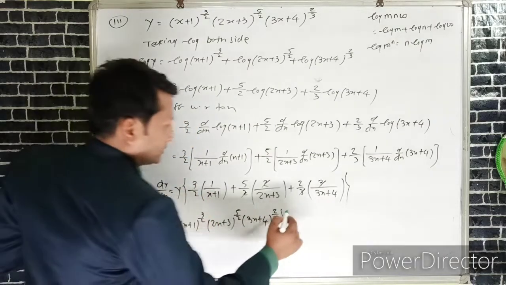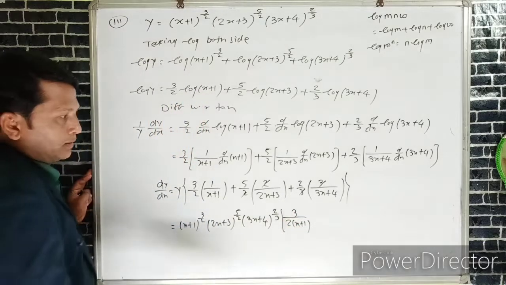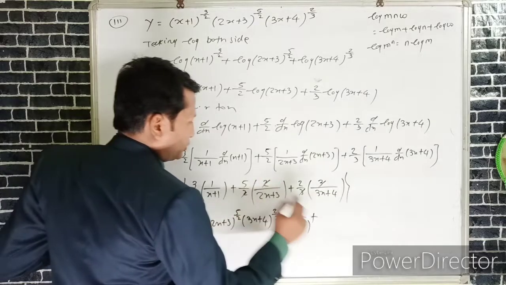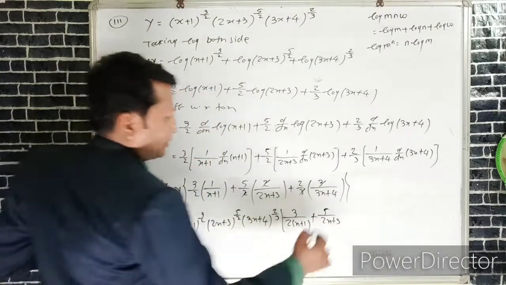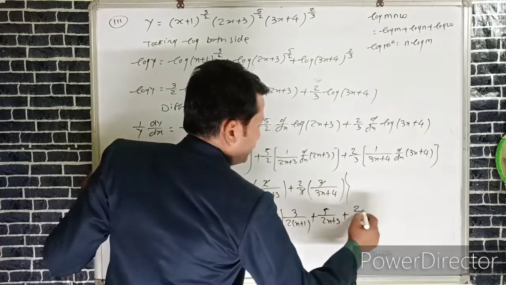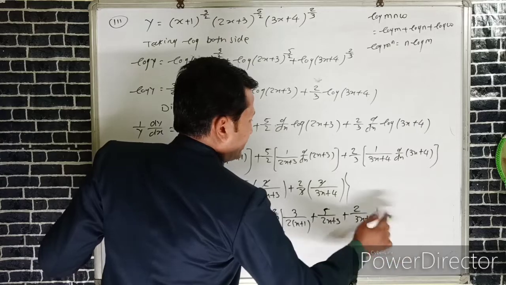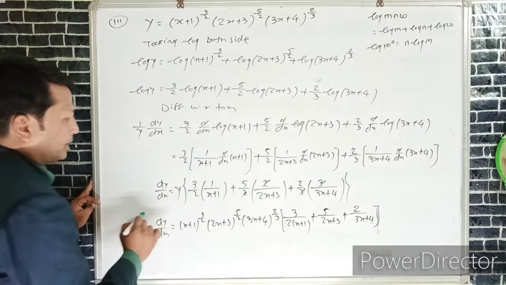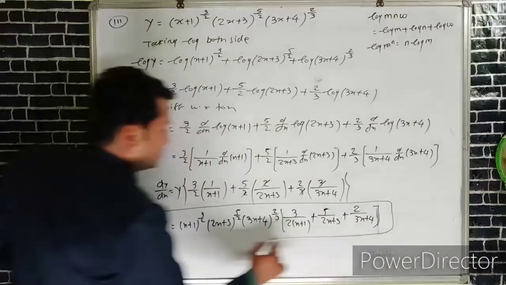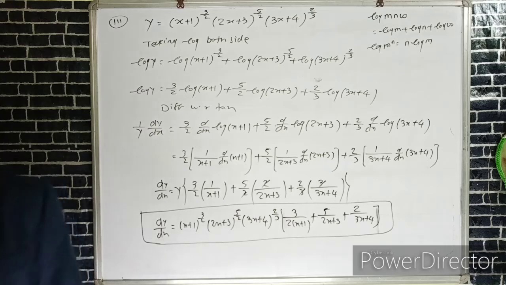3 into 1, 3 upon 2 in bracket x plus 1, plus 5 into 1 is 5 upon 2x plus 3, plus 2 upon 3x plus 4, which is the required derivative of the given function, dy by dx with respect to x.